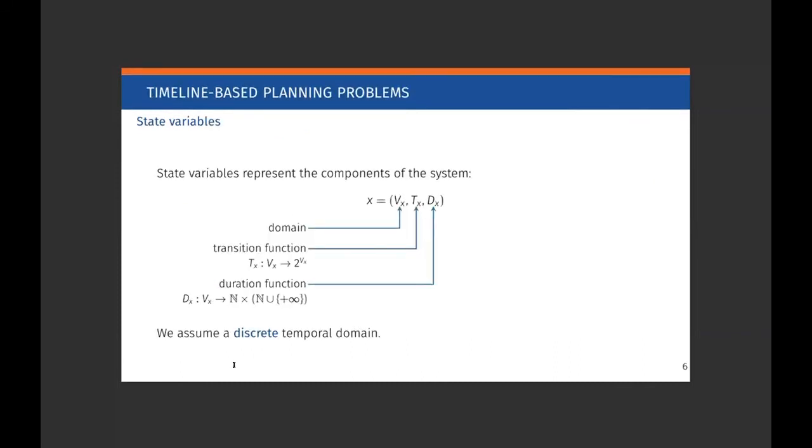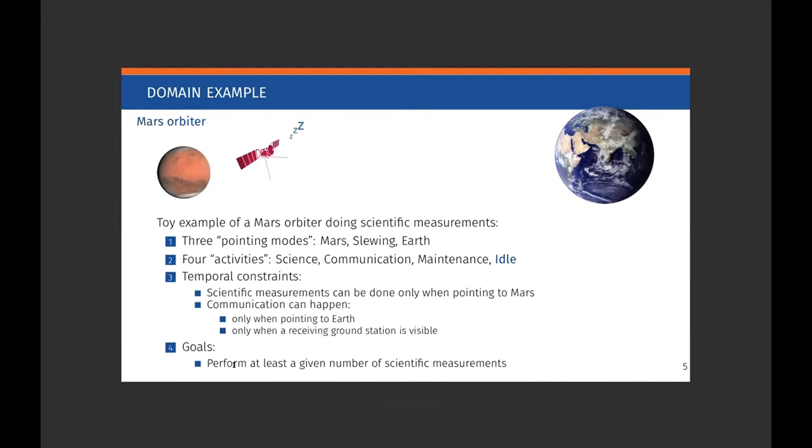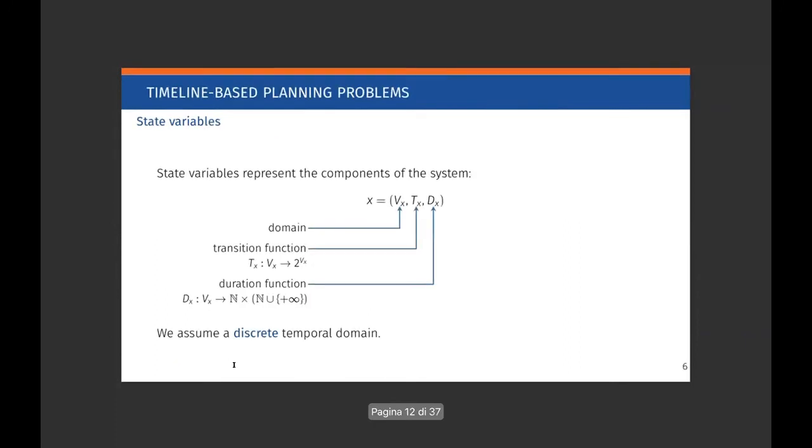Okay, so I'll show you an example of how this kind of setting can be expressed in a timeline-based language. The state variables are the core of the language, and they describe the components of the system that we are going to reason about. A state variable has a domain, which is a finite set of values, and a transition function, which is similar to the transition function of a non-deterministic automaton. So we have a function that says which kind of values can follow a given one. And then the duration function, which says the minimum and the maximum duration of a contiguous interval when a variable has a certain value. Okay.